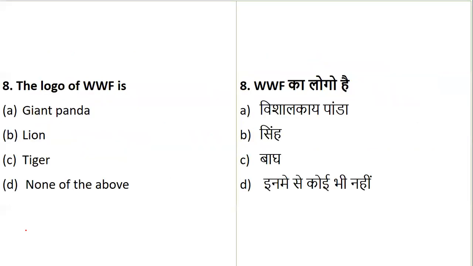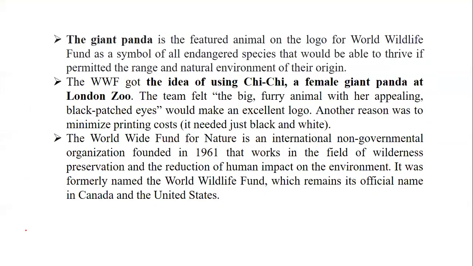Then the WWF logo is for what? Giant panda, lion, tiger, or none of the above. Basically the WWF logo is the giant panda. Now why? We will just have a look. It features the panda, which is basically to represent the range and natural environment of origin.